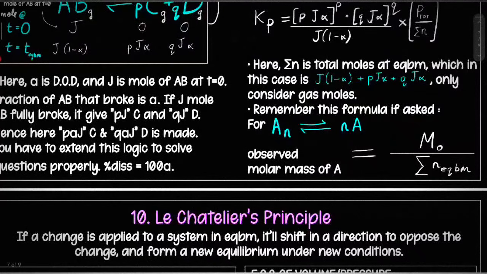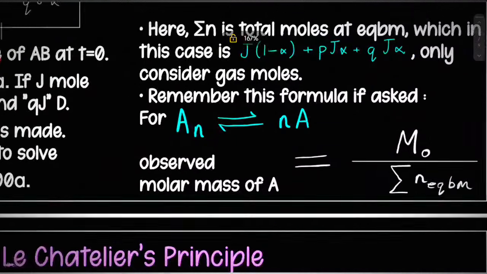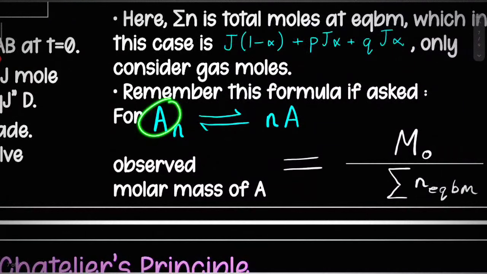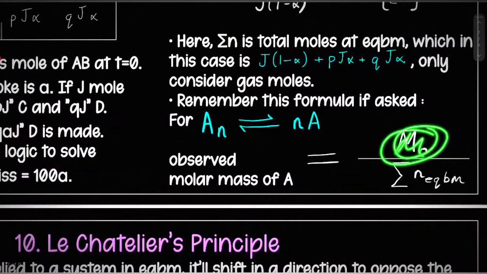And that's it. We are done with reaction profiling. And remember this formula if it is asked. For a dissociation like AN breaks into Na, the observed molar mass of A is original molar mass of A divided by the summation of moles at equilibrium.